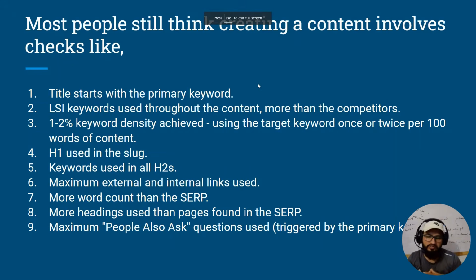So the ninth point is very similar to the above points, like adding more word count to the page, adding more headings than the pages already ranking, and adding more people also ask than the pages ranking at the top for the target keyword on the SERP. They believe that they're going to do more coverage in that way. But unfortunately, it's not like that.